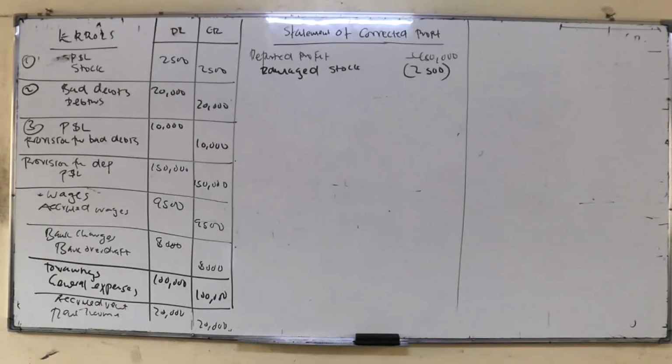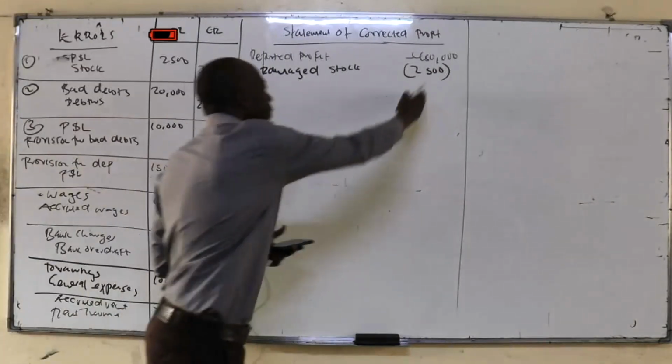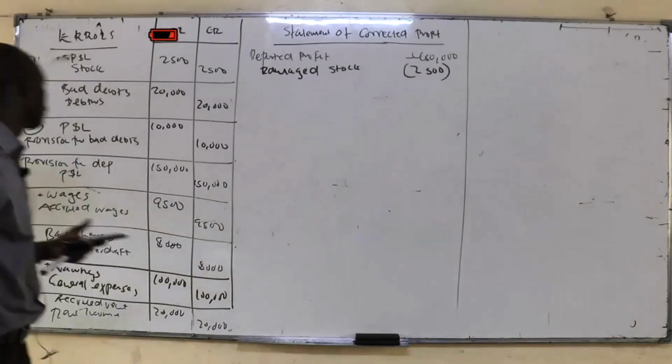Now we have already known that there's damaged stock. So the normal correction is it's supposed to reduce our profit. We come here and reduce it here. We go to number two.